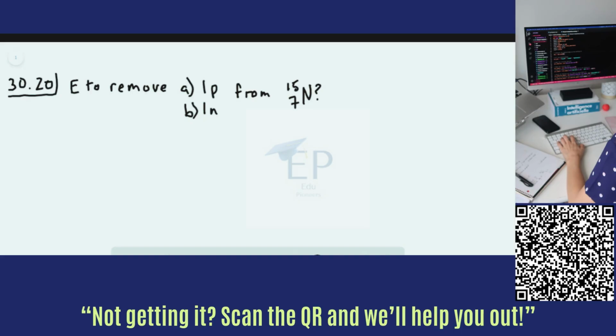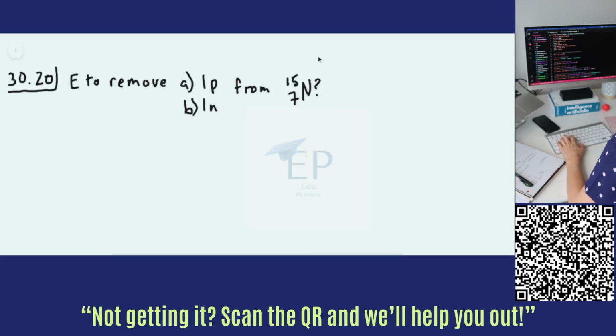30.20, we want to find out what the energy is that's required to remove a proton or a neutron from a nitrogen-15 nucleus. And we're going to get different numbers, and we want to explain why that is. So for the proton, we remove a proton, and that's going to create an isotope of carbon.